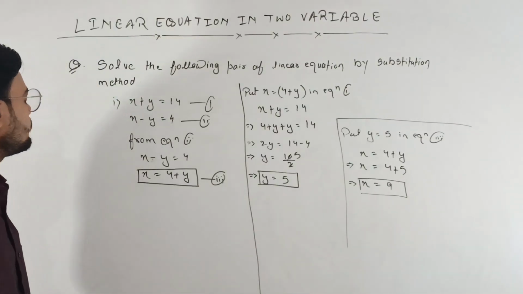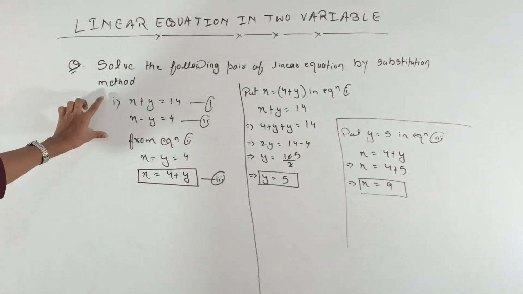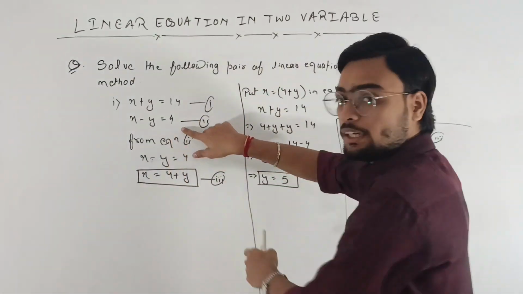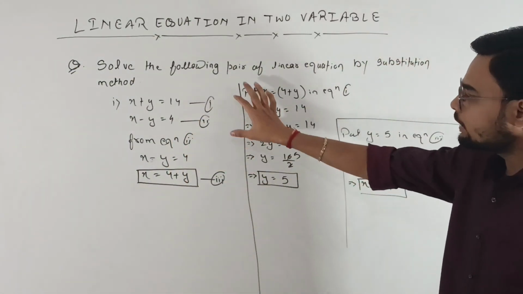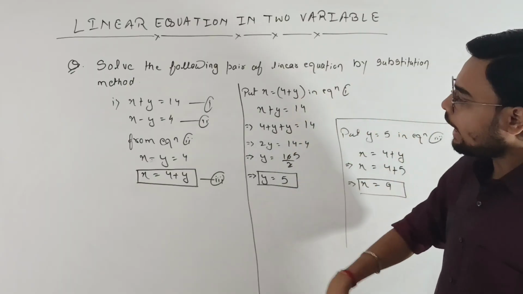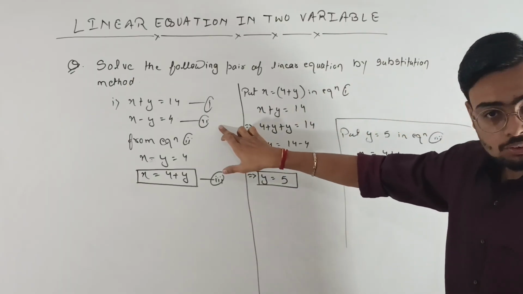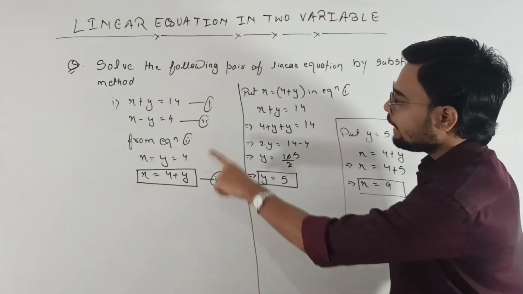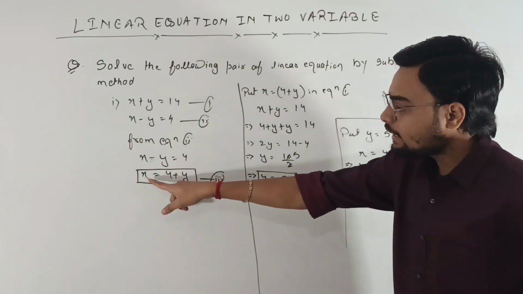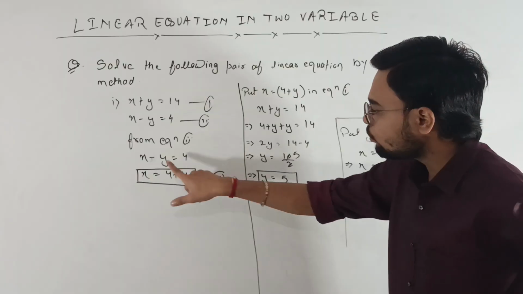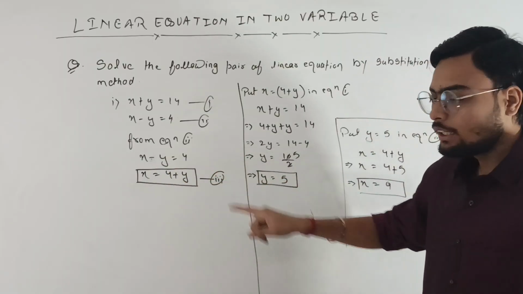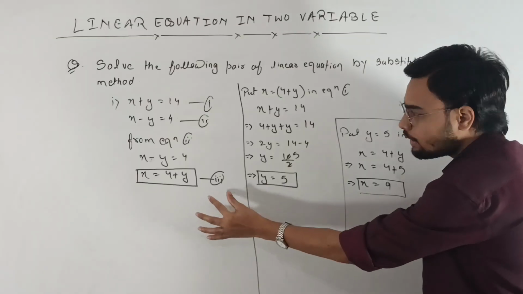Understood? Let's see it again. We have one pair of equations, that is x plus y is equal to 14 and x minus y is equal to 4. Now we have to solve this pair of equations by using substitution method. So first I assume this is equation first and this is equation second. Now after assuming this, I pick any one, either 1 or 2. So I pick equation number 2 and write x in terms of y. So I pick equation 2, that is x minus y is equal to 4, and I write x is equal to 4 plus y in terms of y.